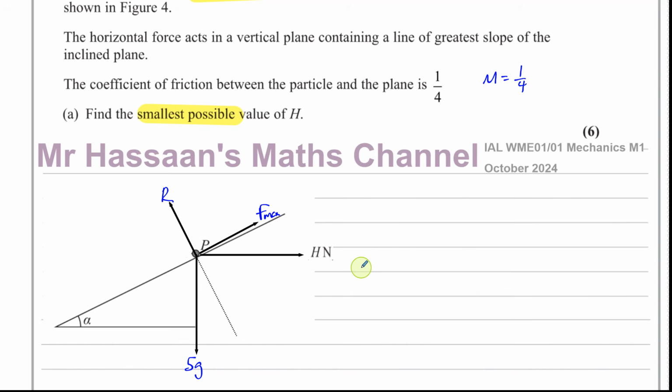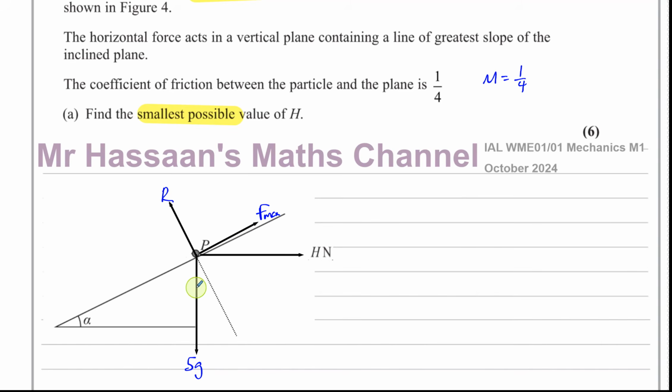And that's the scenario that we have to think about for the smallest possible value of H, because if H becomes any smaller, it will move. So it's on the point of moving down. Therefore the friction acts up, opposing the motion.